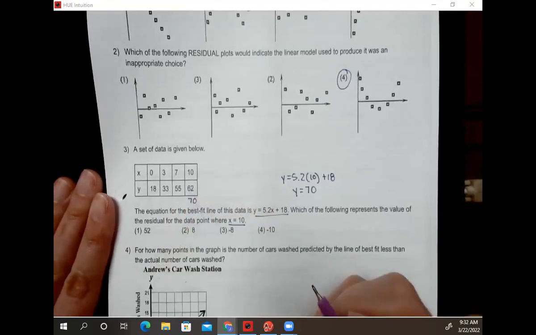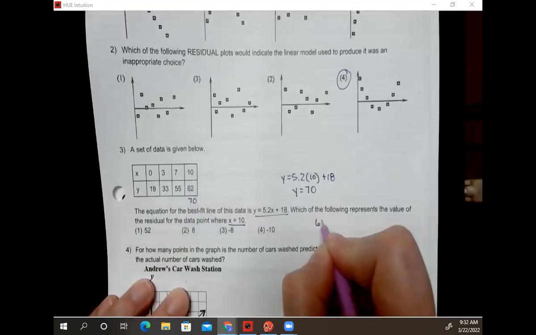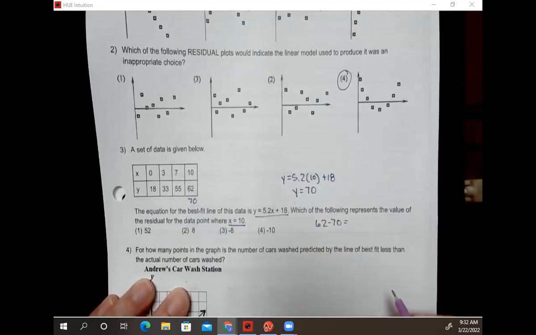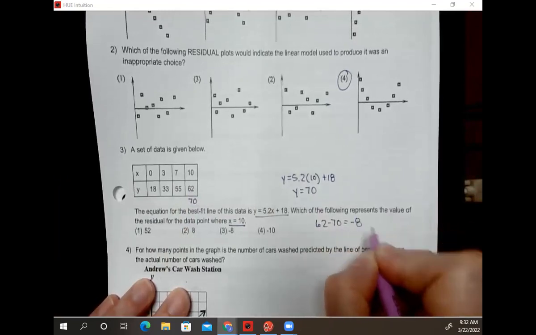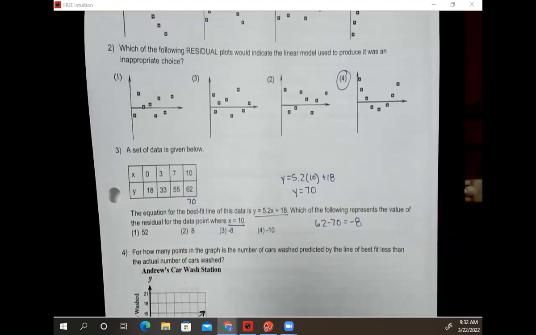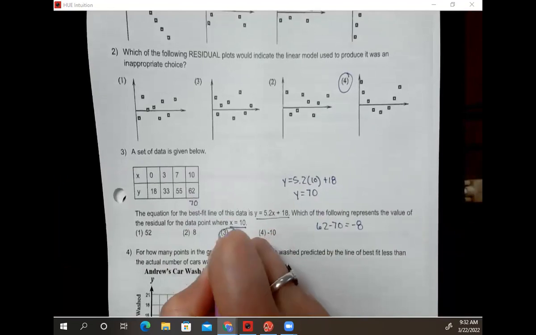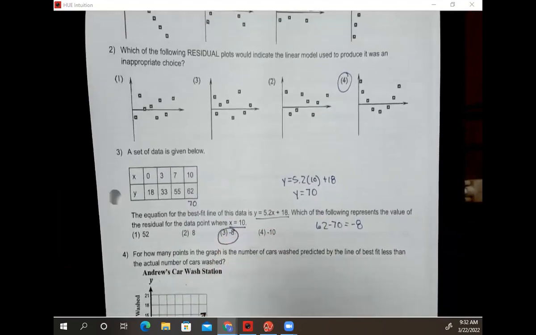Actual minus predicted, right? 62 minus 70 would give me -8. So my residual when x is 10 would be -8. Why do you have to subtract 70 minus 62? It's always the actual value minus the predicted. So whatever y I have from my collected data, it's always going to be that minus whatever I got from the line. Okay. Does that make sense? Okay.